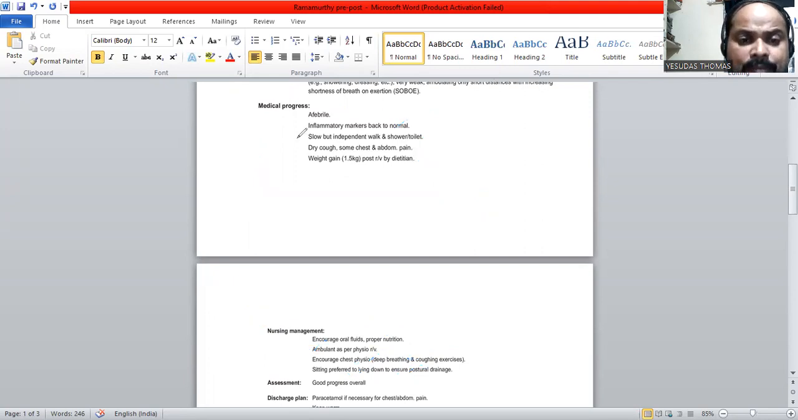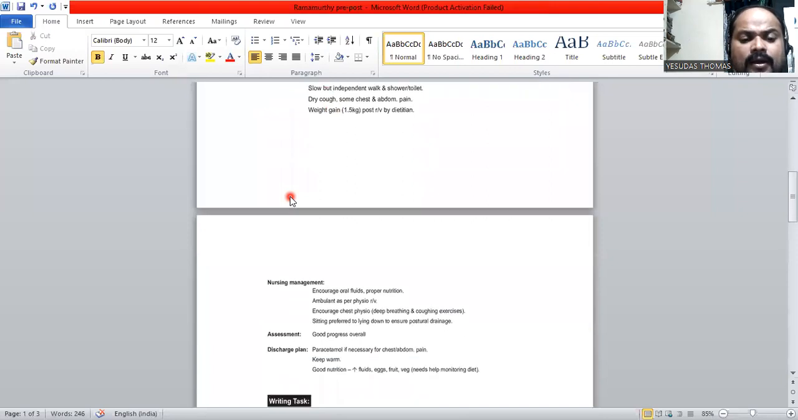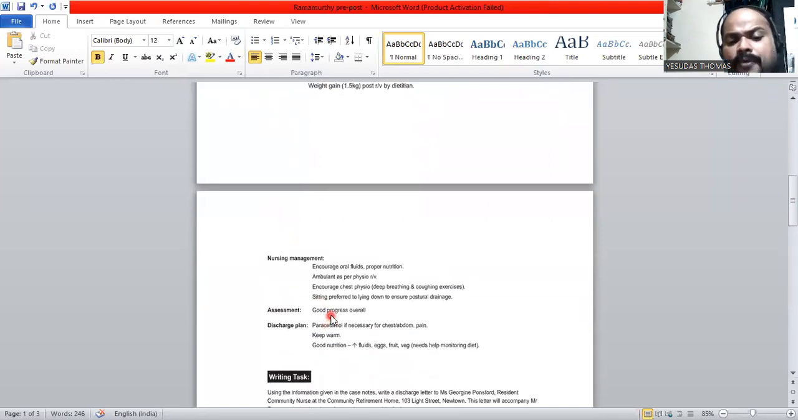So these three paragraphs are very relevant: medical background, nursing management, and medical progress. This is the core of the letter; the content of the letter should be here. Now assessment: he has had overall good progress. Now the discharge plan is medication: paracetamol if necessary for pain in the abdomen or chest. We need to keep him warm, provide good nutrition, and encourage fluids, eggs, fruits, vegetables. So diet monitoring is something we can do there.